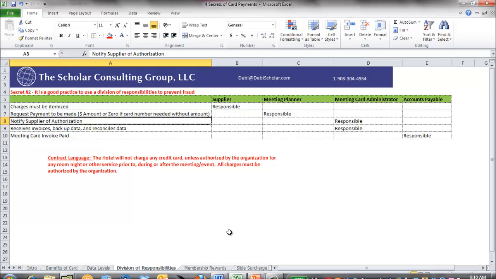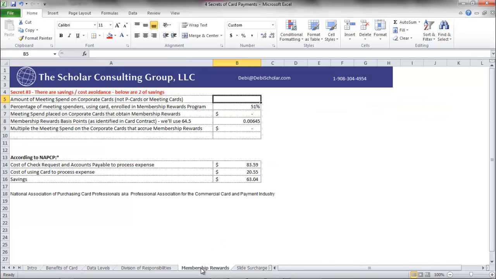Let's go on to the next secret. This is where we talk about savings and cost avoidance of using a meeting card or P card instead of a corporate card to pay for meetings, especially if your corporate card accrues membership rewards points. Let's presume that our meeting spend that's placed on corporate cards that may accrue points is $5 million.